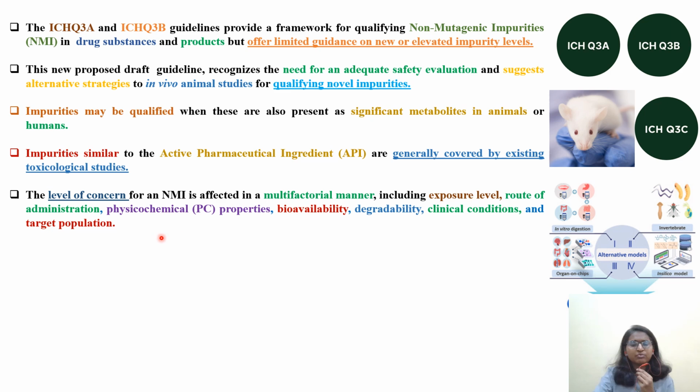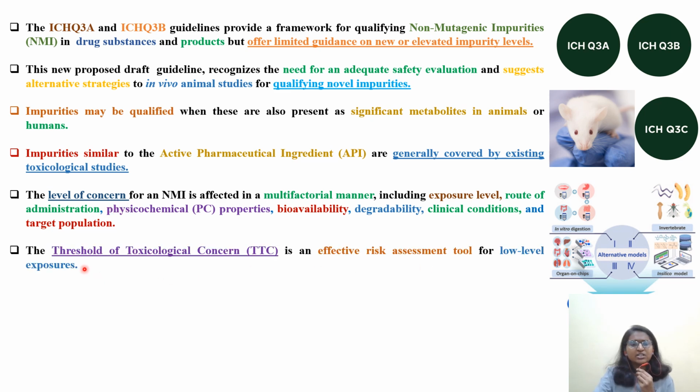See, when I say such statements, don't get confused. There is a table which will be discussed in upcoming slides where it will be much easier to understand. So these are the factors which are going to be helpful in assigning that non-mutagenic impurity a level of concern.